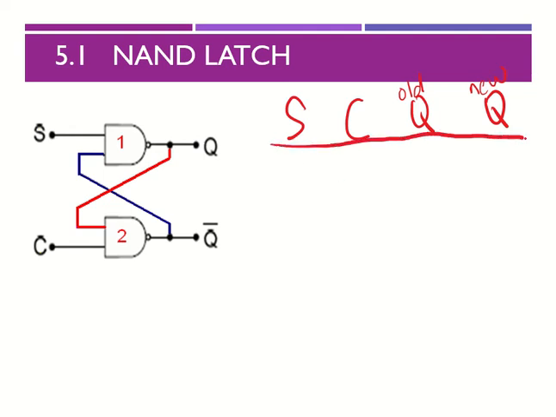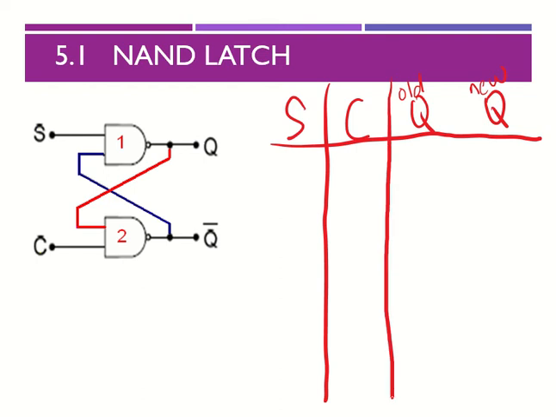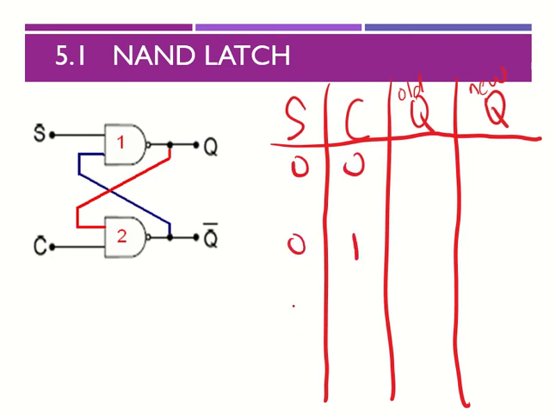So you're going to have a situation like this. Okay, so first usually we have 0 0, we have 0 1, 1 0, and 1 1. So this is the situation.